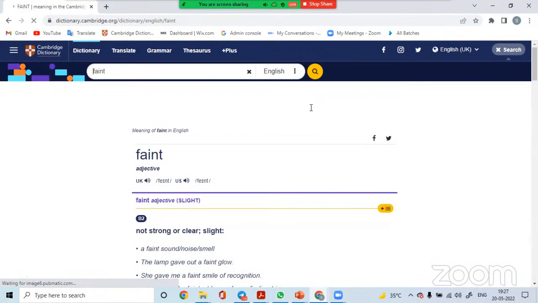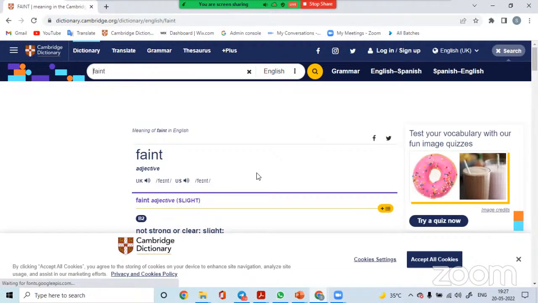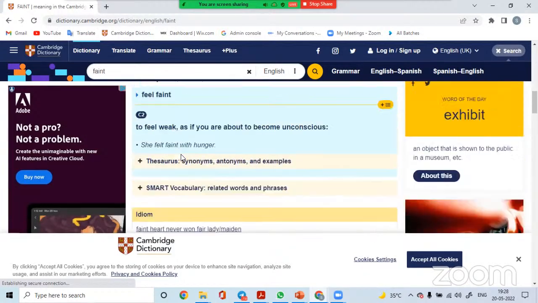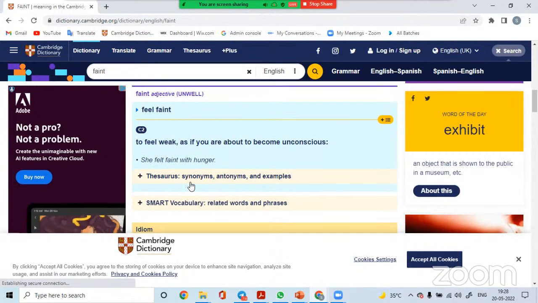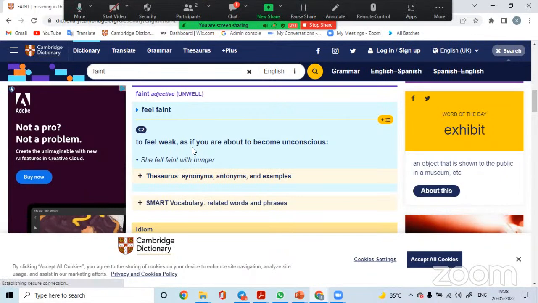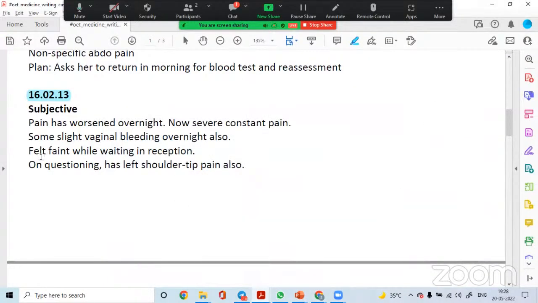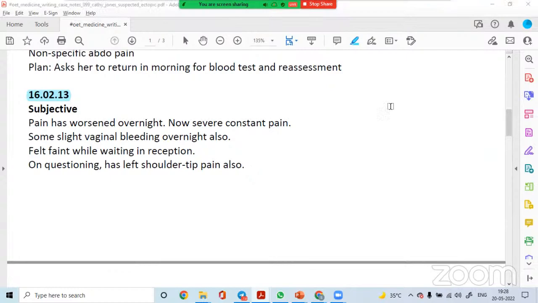Faint is a verb. Faint, fainted. To feel faint: she felt faint with hunger, to feel weak as if you are about to become unconscious. Felt faint. So, felt faint while waiting in reception. You can expand that one and write a better sentence. Mild dizziness, yeah, you can write that one. Change the words. Don't write the same words. That is what I mean to say.